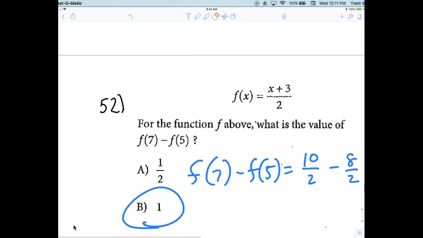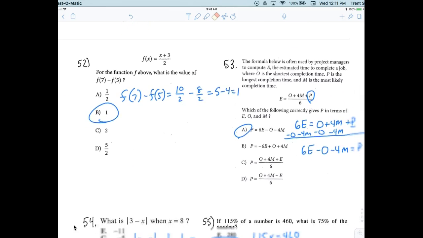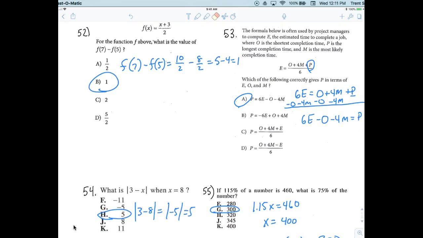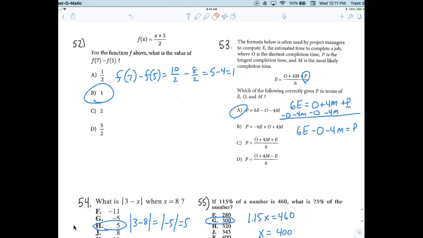All right. Now, the important stuff here, guys. Now I'm on the SAT questions. Like I said, these are actual SAT questions. I want everybody to look at number 52. F of 7 minus F of 5. All I have to do is plug in 7 and then plug in 5 and subtract the answers.